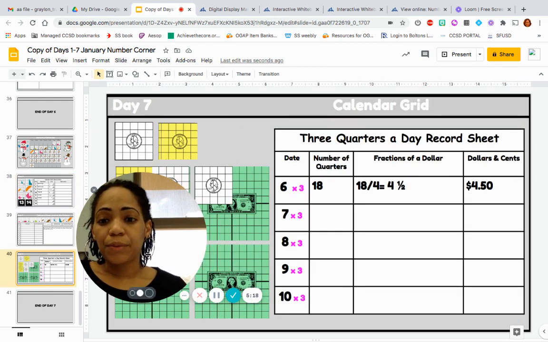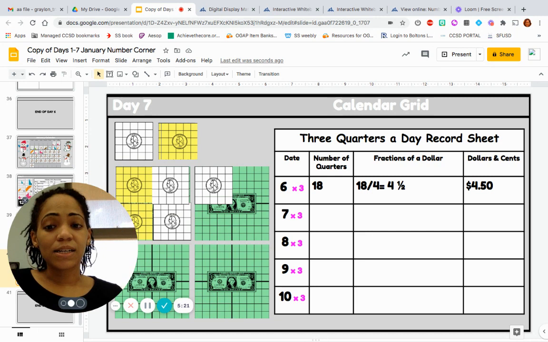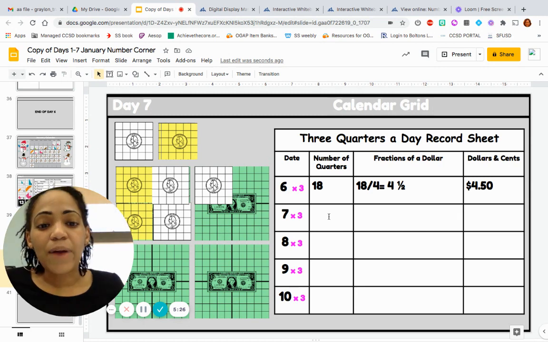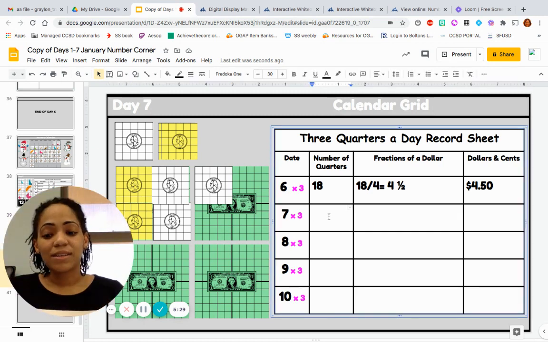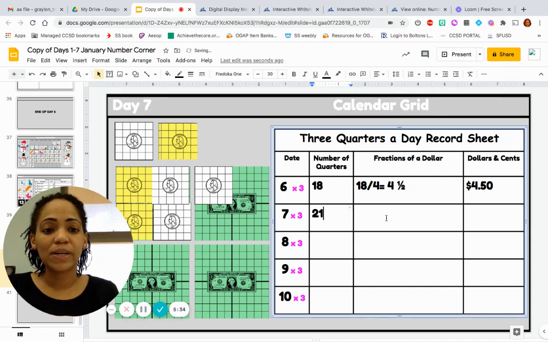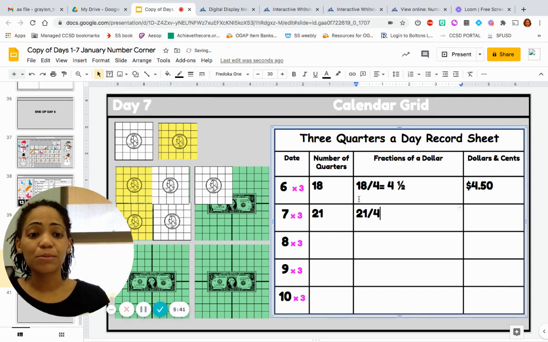Now I'm going to jump to our 3/4 a day, and then I'll go over your workbook page. So today is our 7th day of school in January. Yesterday we had $4.50. Now we're adding 3 more quarters. 7 times 3 is 21. So how many fourths do we now have? We have 21 fourths. So our numerator matches the number of quarters we have.